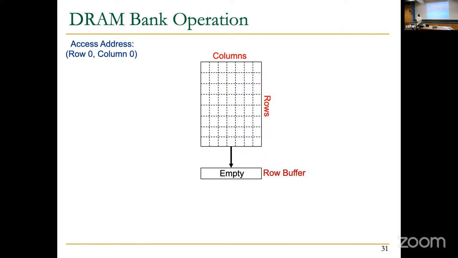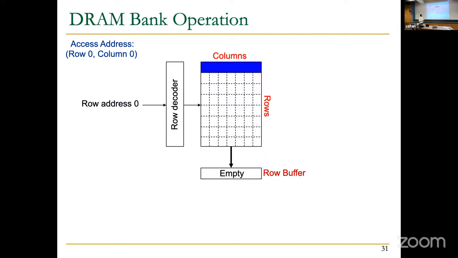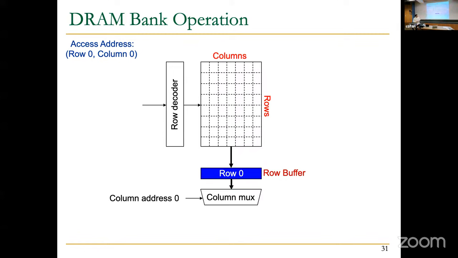So let's access row zero, column zero. So this will put row address zero through the row decoder and enable the first row. And once we enable the first row, its data will be copied to the row buffer. And now we can serve our column access through the row buffer using the column multiplexer. And we can fetch our data to the memory controller and then serve it to whoever wanted that data.